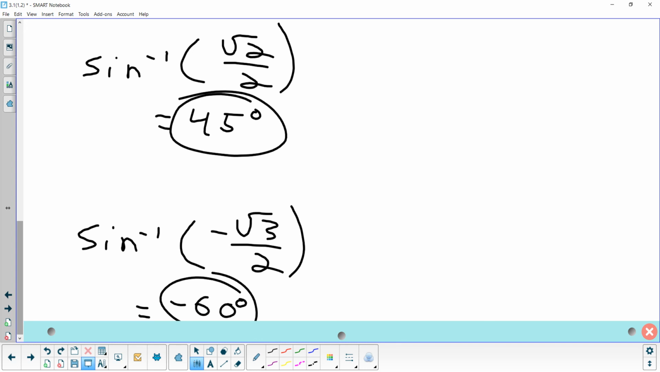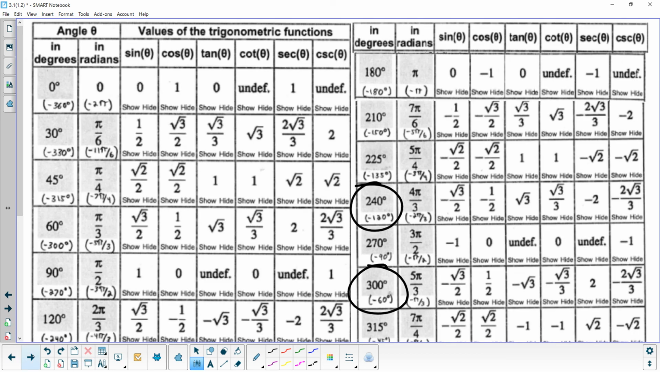And the idea is the same when you're doing the inverse cosine and the inverse tangent. So we're not going to do as many. Just make sure that you're in the right column. That's the biggest thing that can go wrong.